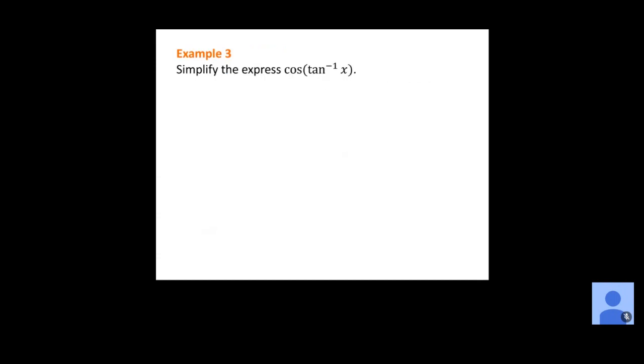All right, now what we want to do for example 3 is express the cosine of the arc tangent of x in a simplified form. So this is similar to the first example that we did on the second part, where we actually had to draw the right triangle and think about the relationships between the sides. So remember, whenever you see an inverse trig function, that's going to represent an angle. So arc tangent of x is just a theta value. So what we're really trying to find here is cosine of theta.